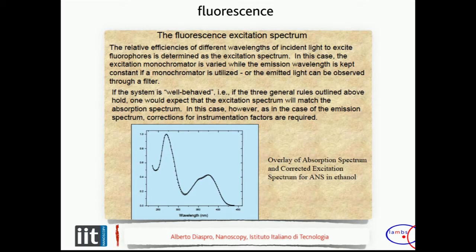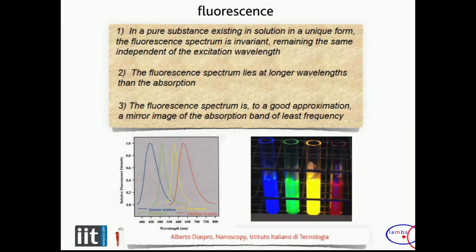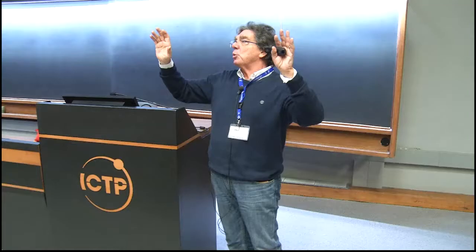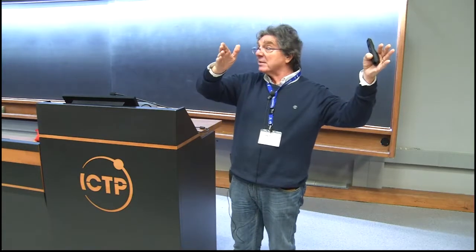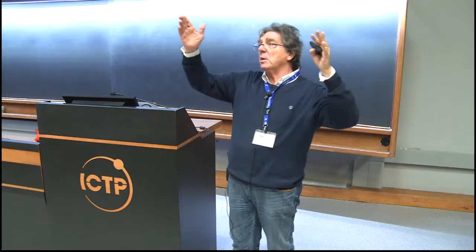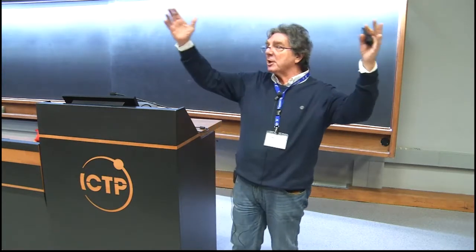And so you have to consider the probability of exciting your molecule. So you have what we call the excitation spectrum, that in some cases overlays with the absorption spectrum of the molecule. And if you consider a pure substance, you have to consider not only that the fluorescence spectrum is invariant, but also that it does not matter which wavelength you are using for exciting. When the molecule is in the excited state, the probability of relaxation is the same.